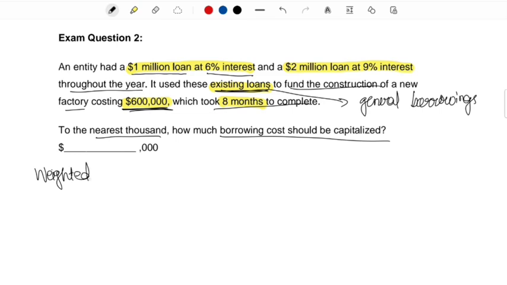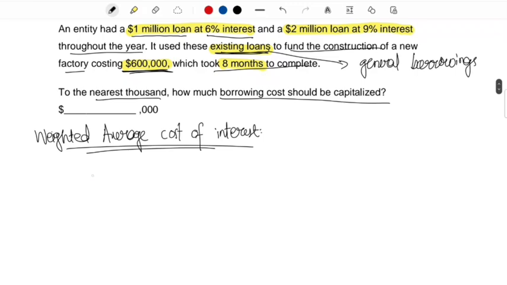So you will work it in this way. Weighted average cost of interest. What you will do is write down the loan amount, the interest percentage, and this is essentially going to be the interest. So how much is the first loan? It is 1 million. Let's just put this in dollar million to make it easier.